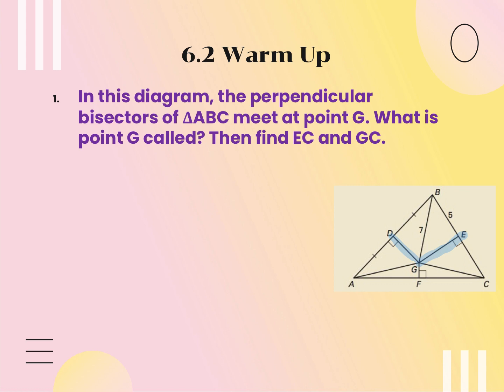They're going to be all of these segments. Now remember, the perpendicular bisectors are always at the midpoint on the sides. So points D, E, and F here are all midpoints. And the point G, where they all meet, is called the circumcenter.